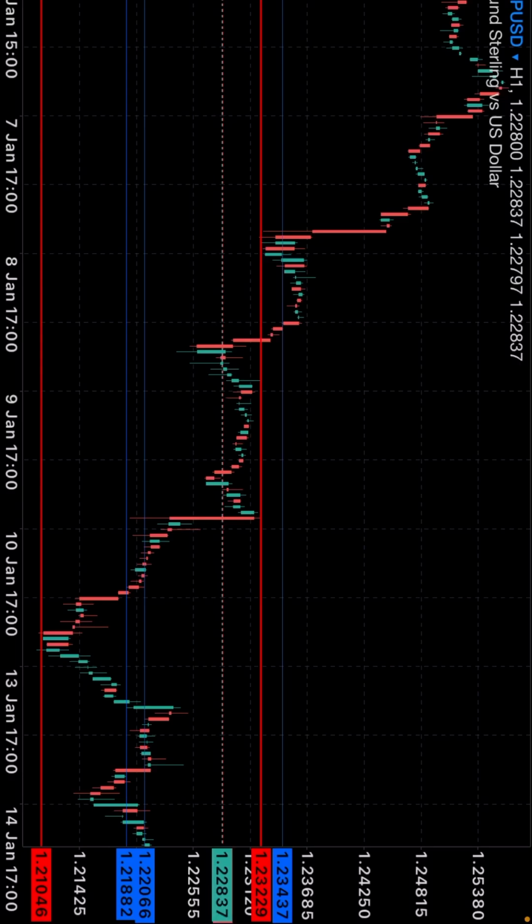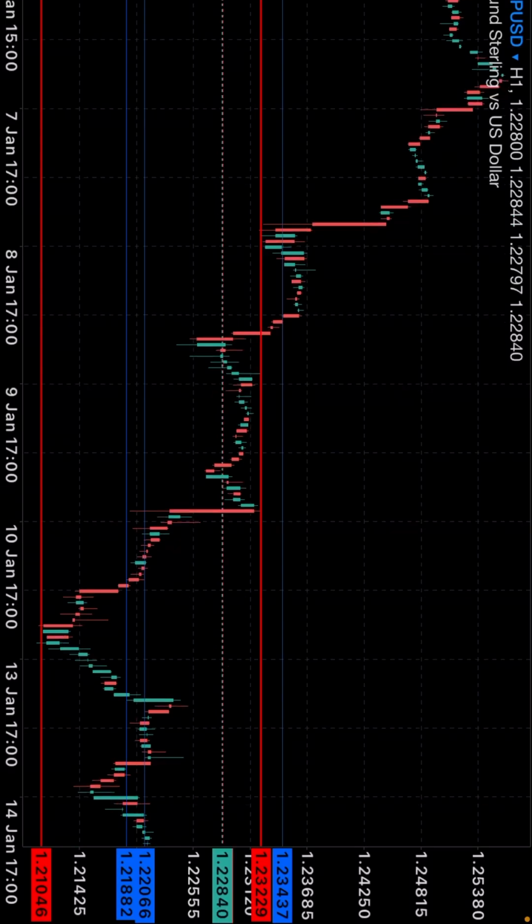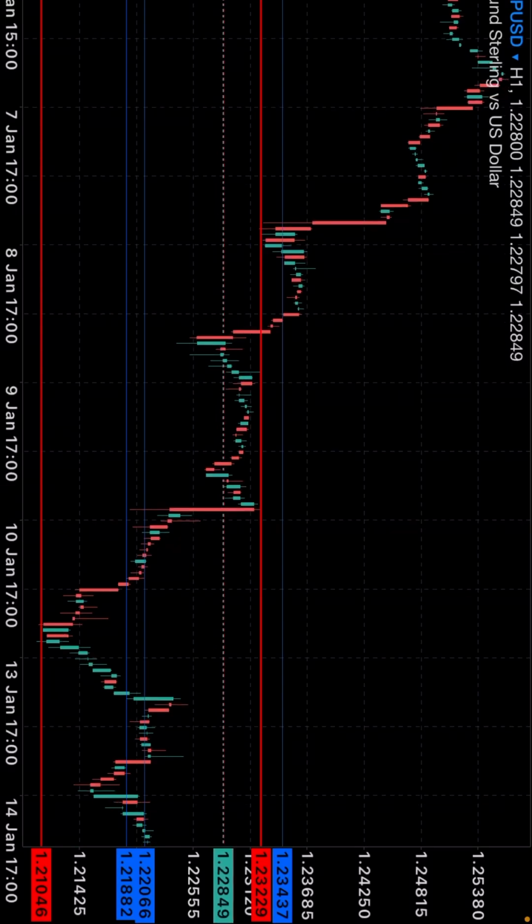The previous lower low, I think it was on the 13th of January, at 1.21046. The lower high is at 1.23229. For me, a trend changes when, if it was a downtrend, there is an impulsive move that goes above the most recent lower high. Then the downtrend has changed from a downtrend to an uptrend.